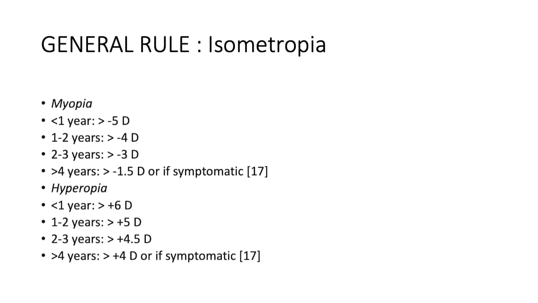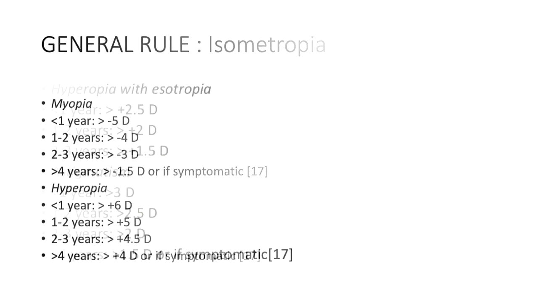So there is a general rule for isometropia. You have to correct the child if the child is less than 1 year and the myopia is more than -5 diopter. As the child grows up, your threshold also reduces. For hyperopes, again, a child with more than 6 diopter has to be corrected even if asymptomatic. And as the child grows up, you have to correct accordingly.